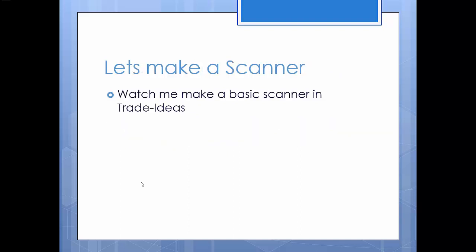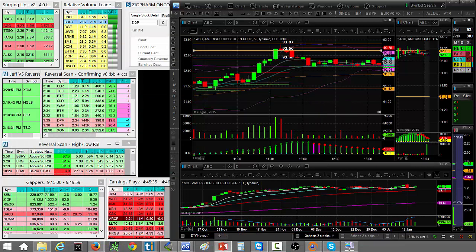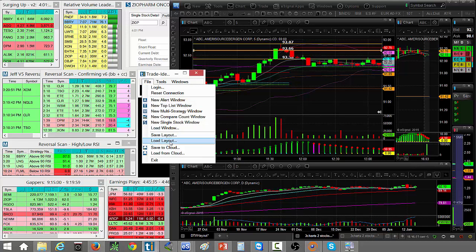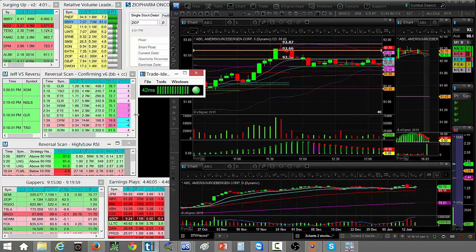All right, so what we're going to do now is make a scanner. Okay, so I'm going to put this window down here. So when you load Trade Ideas, I'm going to load it up. You can load up your platform. For all of our students, you go to load layout. If you've downloaded our layout, you just click the layout right here and click open. It might be in your downloads folder. If you dragged it to your desktop, you download the layout and then open the layout here. You click open and it populates.